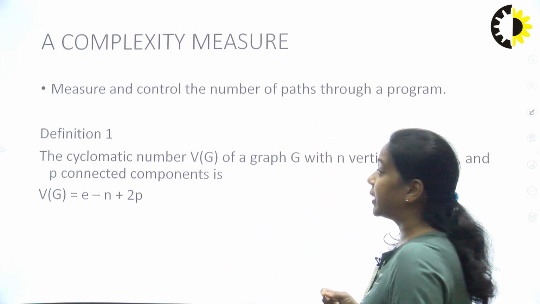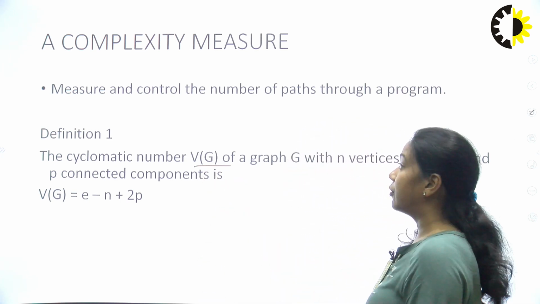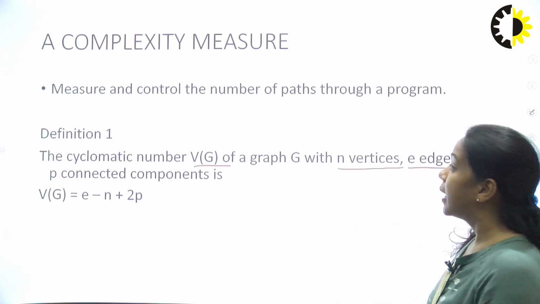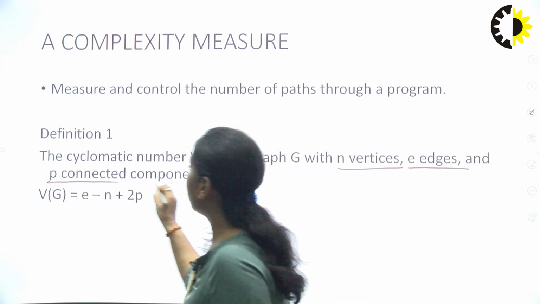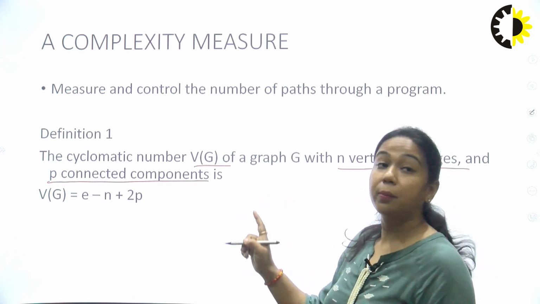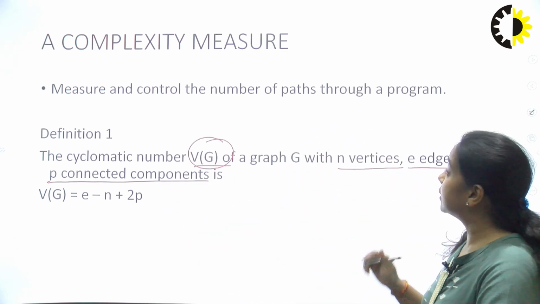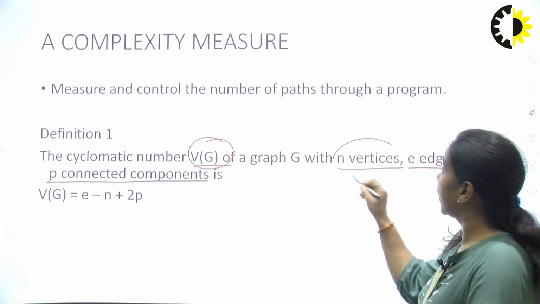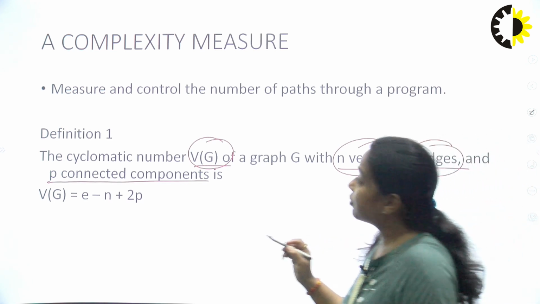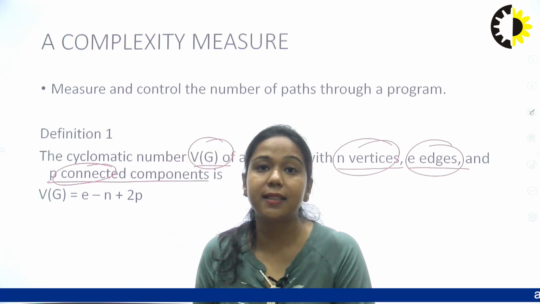The cyclomatic complexity number, which is represented by V(G), of a graph G with n vertices, E edges, and P connected components. Here the cyclomatic complexity V(G) has three different variables: first, n, which represents the vertices; next, E, the edges of the graph; and P, the connected components. The graph also has regions inside it.